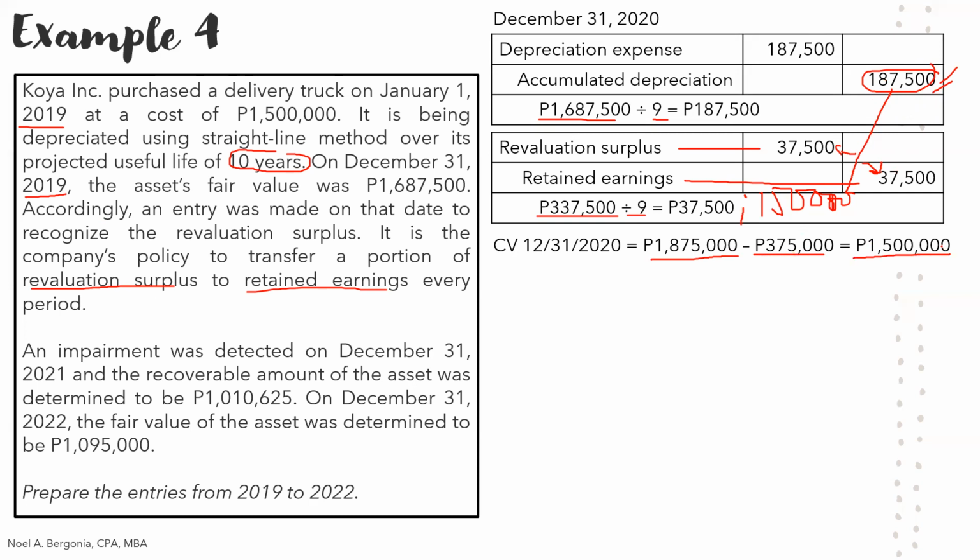Okay, so I hope that you can still follow, no? And as to the revaluation surplus naman po, December 31, 2020, no? The original revaluation surplus was 337,500 less the transferred revaluation surplus to retained earnings na 37,500. So the remaining revaluation surplus was 300,000. Okay? So that's at the end of 2020.